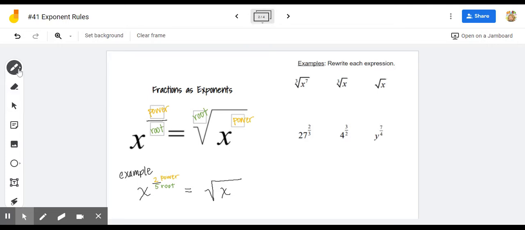According to that setup, our 2/5 as our exponent's fraction would become a root of 5 that goes on the outside of the root symbol. Our base of x stays inside of the root, and our power still remains as a power of 2. So these two things, guys, are literally equal to each other. They're just written in two different formats. They mean exactly the same thing.